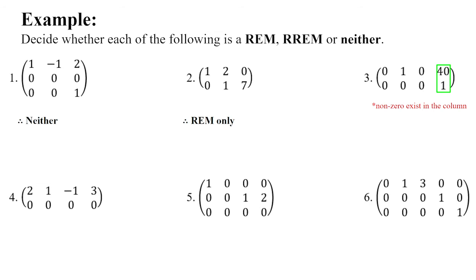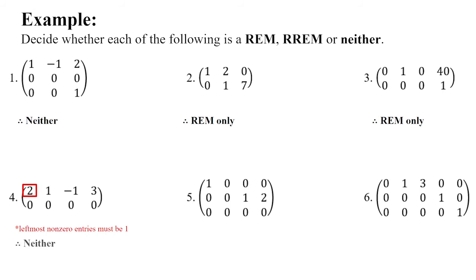So it is the same as the previous questions, which is only a REM. Now for question 4. We can see 2 is the leading for the upper row, so it is not a REM. This is because the property states that for REM, the leftmost non-zero entries must be 1, so it is a neither. Now for question 5.